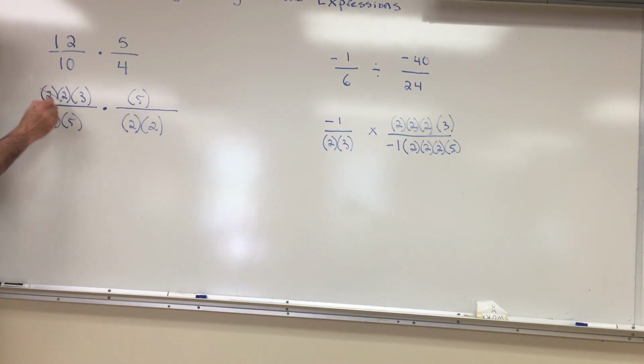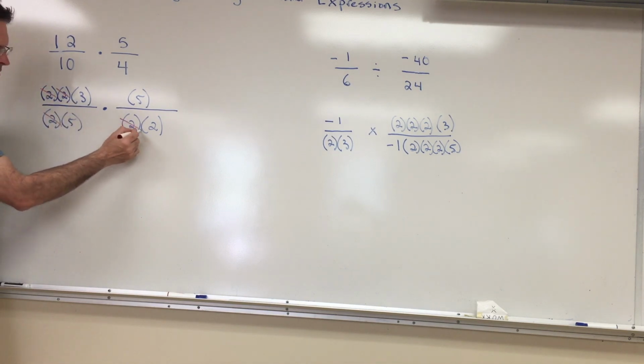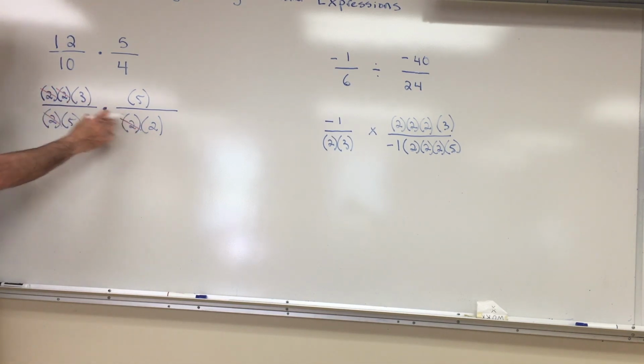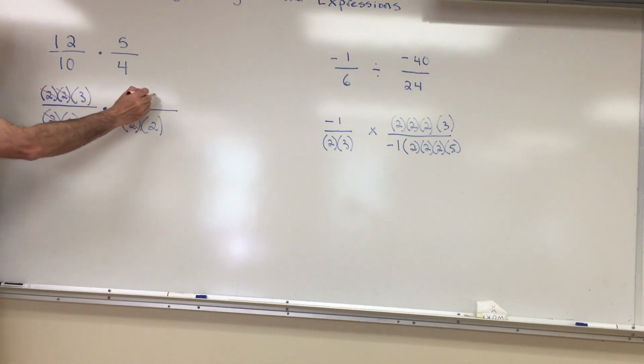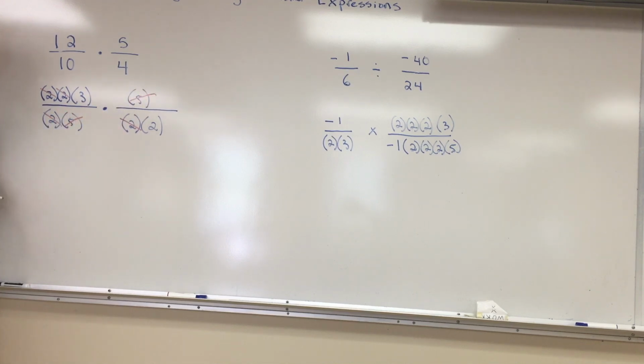I've got a 2 in the top and a 2 in the bottom. I've got another 2 in the top and another 2 in the bottom, but it's over here. That's okay, multiplication. I've got a 5 in the top here and a 5 in the bottom here. And all that leaves me in the top is a 3, and all that leaves me in the bottom is a 2. Once multiplied, this all simplified down to 3 over 2.